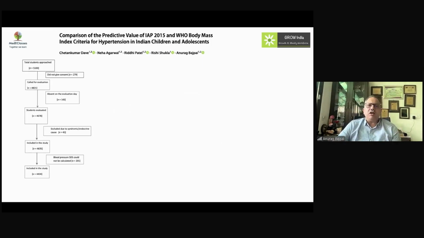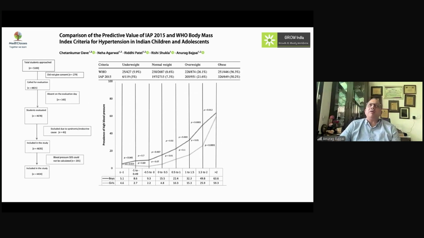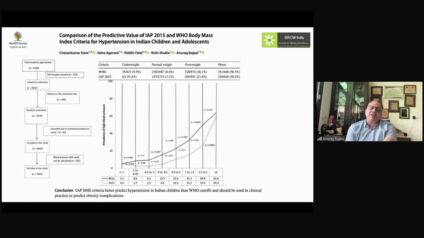Now, which charts to follow? What we really looked at when we compared the WHO chart with the local standard, that is the IAP criteria, we clearly found that the IAP criteria were better in identifying. So the use of international growth charts may underestimate the prevalence of obesity. So it's important to use local charts, stick to BMI, and that's how you will get the right picture.